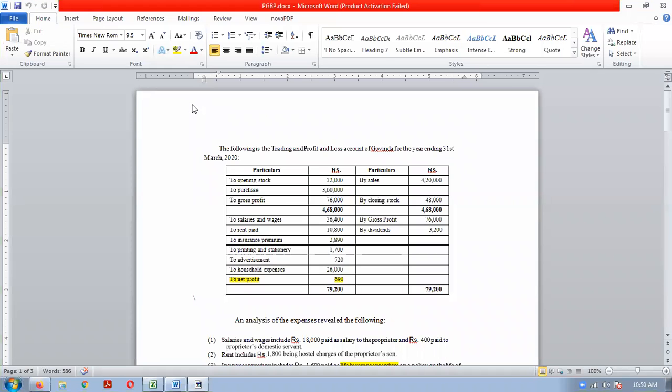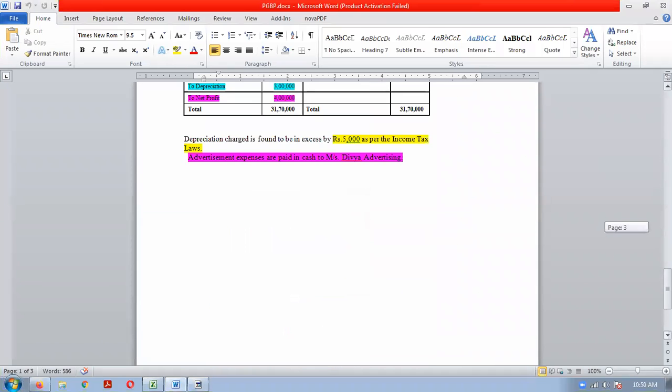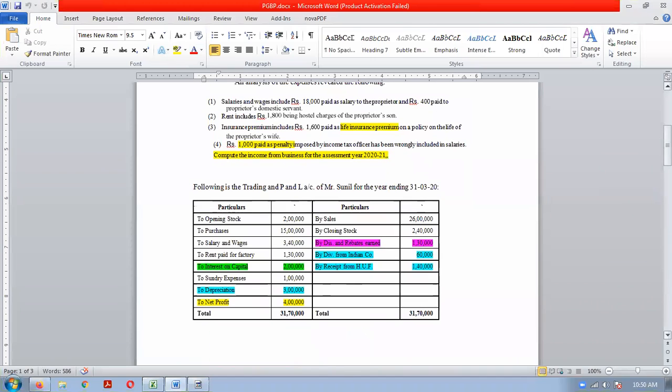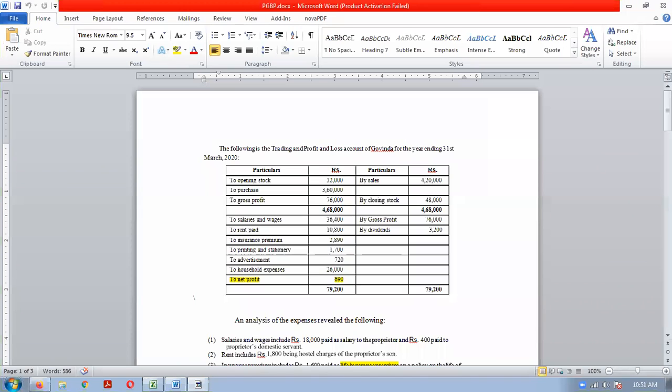So now some sums I have taken for the solving purpose. Around 4 sums are there. Okay, if we will do these sums, it will be sufficient for your examination purpose.